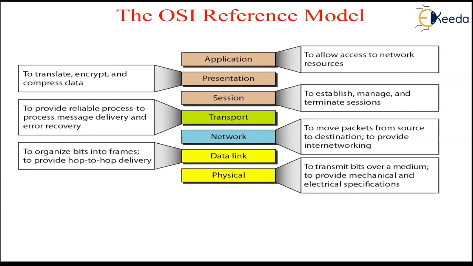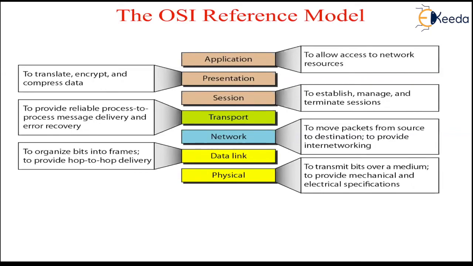The transport layer is for providing reliable process to process message delivery, error recovery mechanisms, and flow control mechanisms. Segmentation and reassembly, along with multiplexing and demultiplexing functionalities, are also supported by the transport layer. The session layer is used to establish, manage, and terminate the sessions. It is mainly responsible for dialogue control and introducing the checkpoints in the communication of large files.